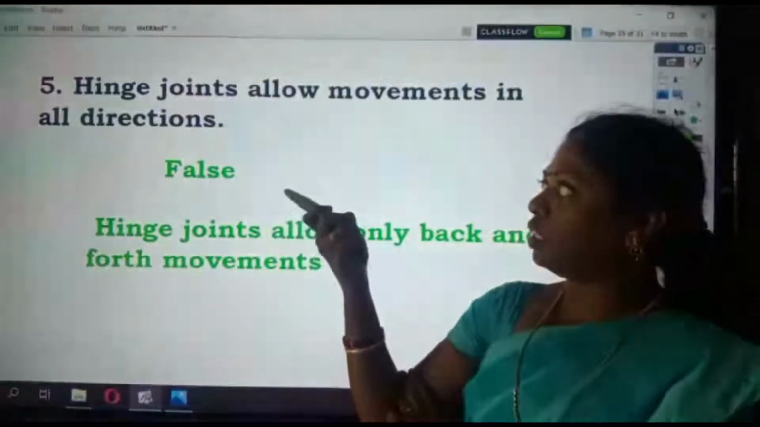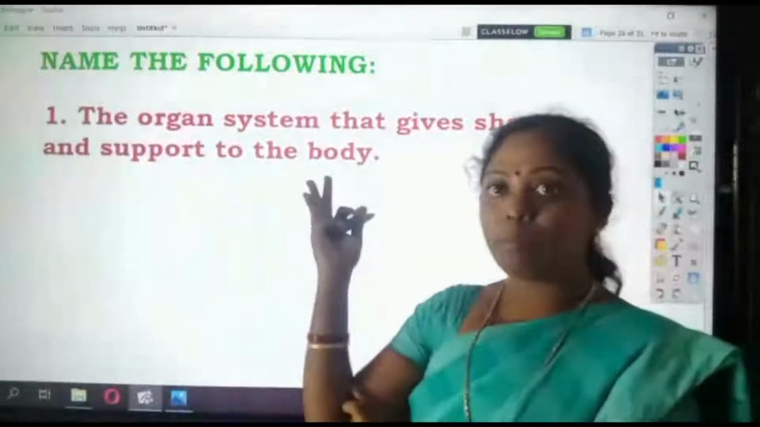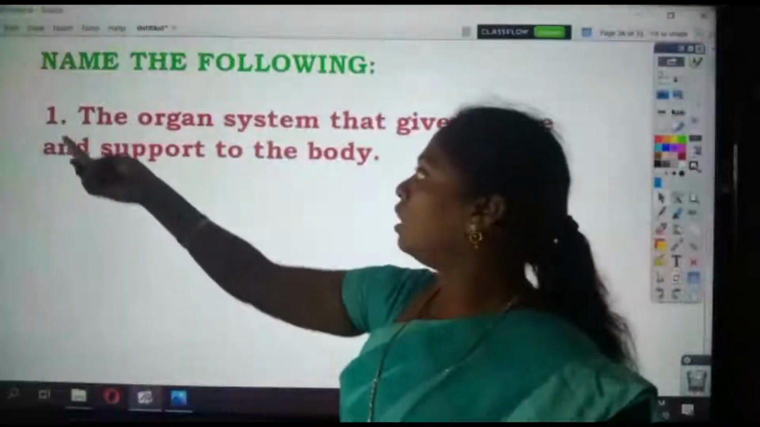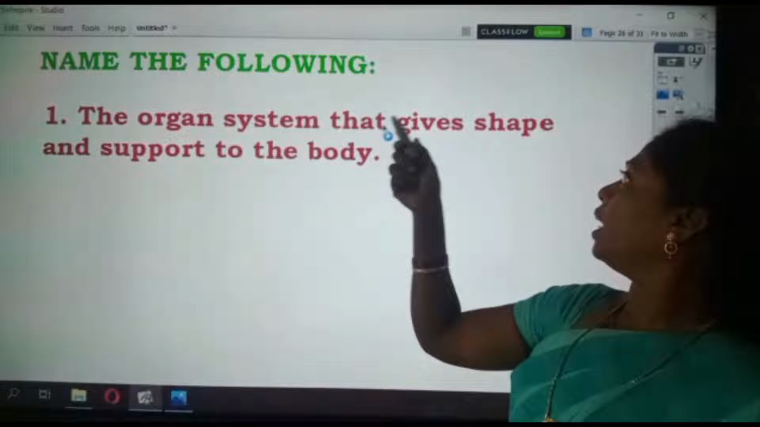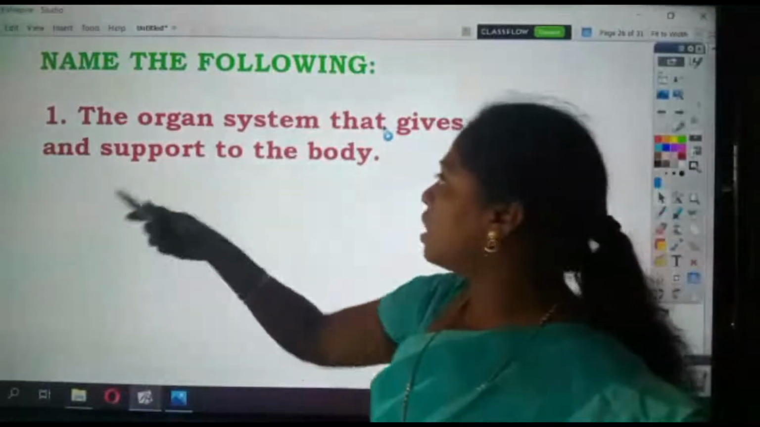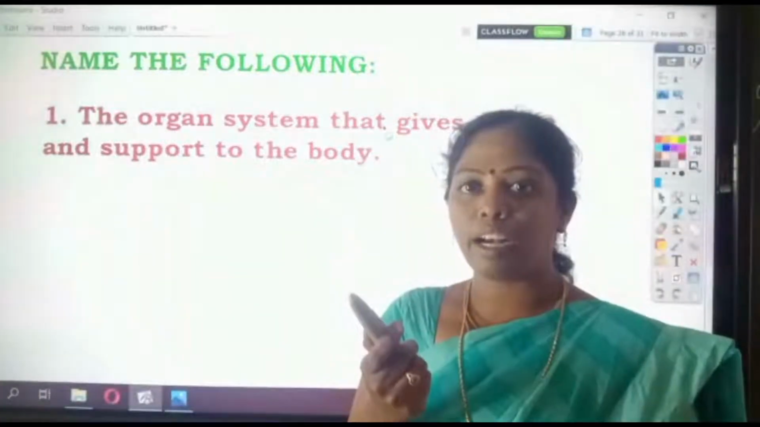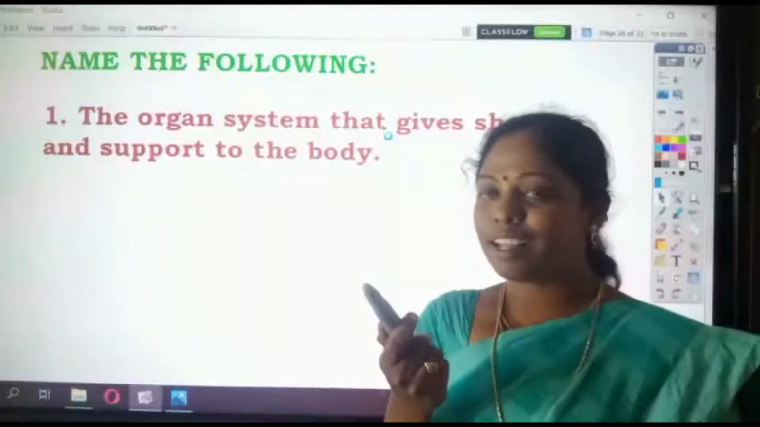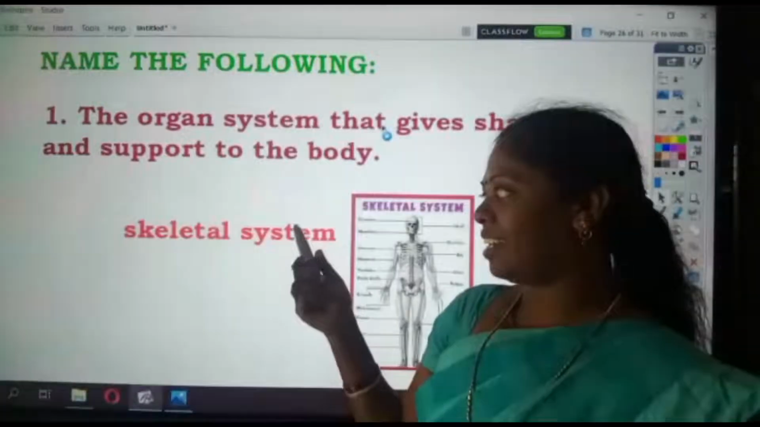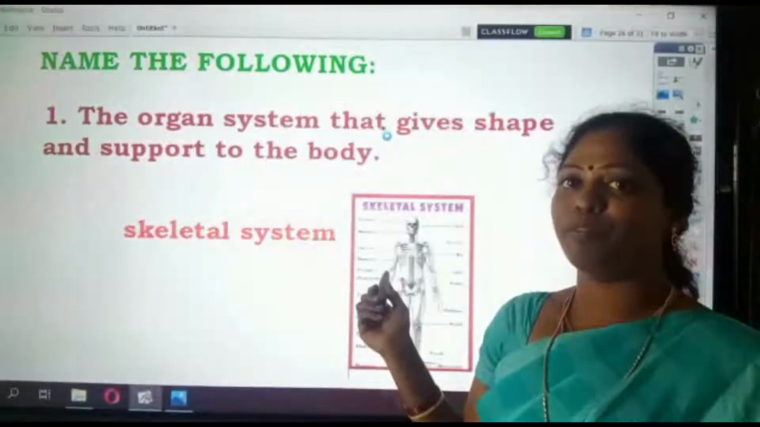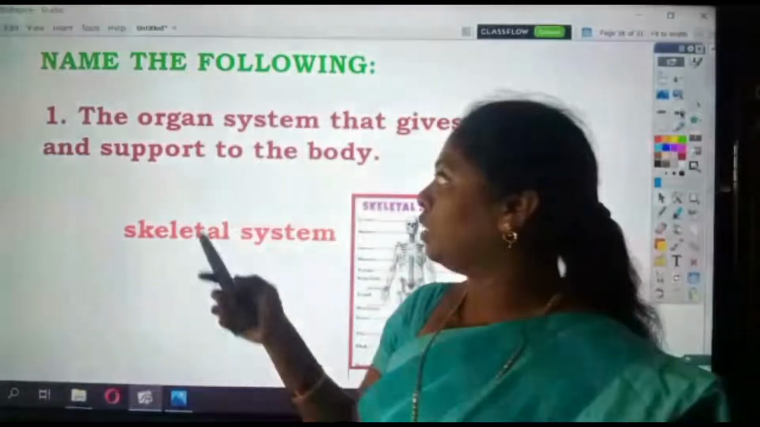So, the next question. Next we have name the following. The organ system that gives shape and support to the body. Can you identify, children? Yes. The answer is it is our skeletal system. Very good, children.